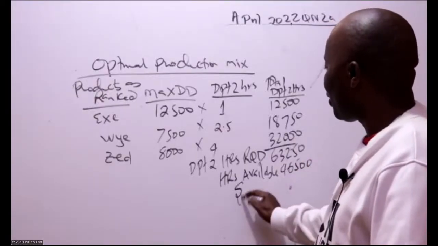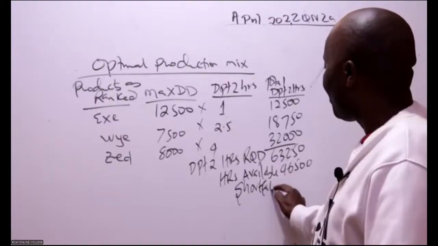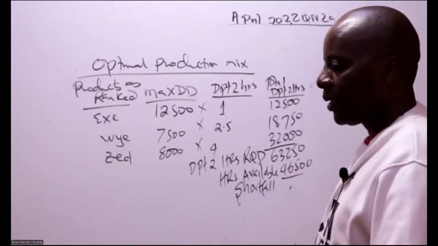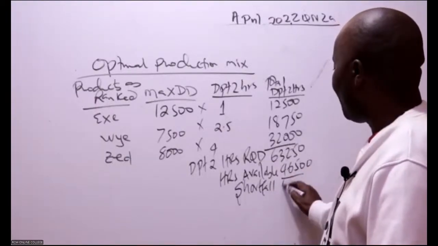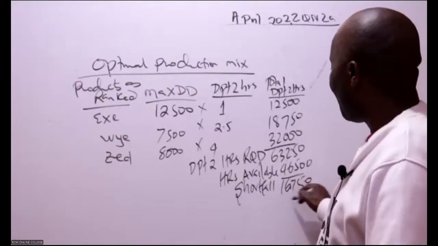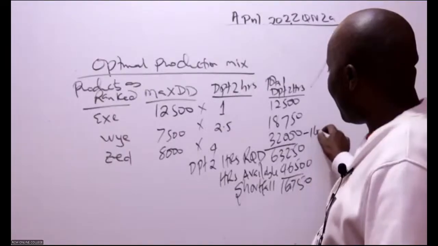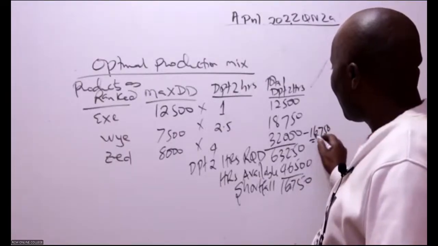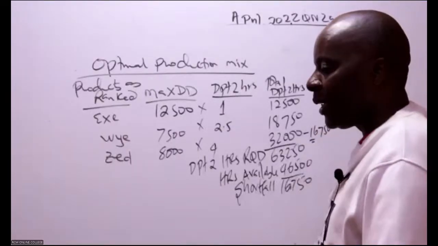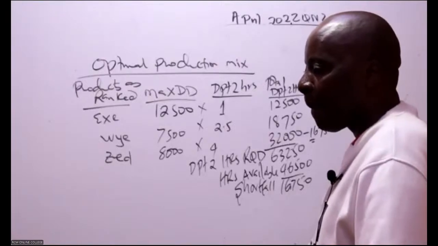So give me the shortfall. Subtract 16,750. Recover this from the products upwards. So fortunately, they can fit here. So please subtract there, 32,000 minus 16,750.